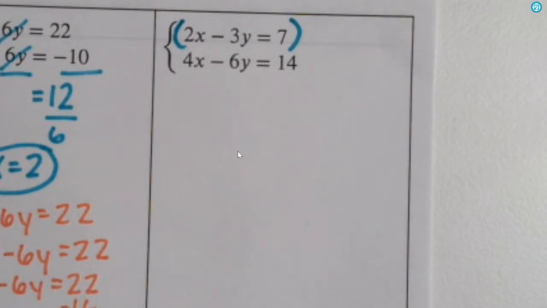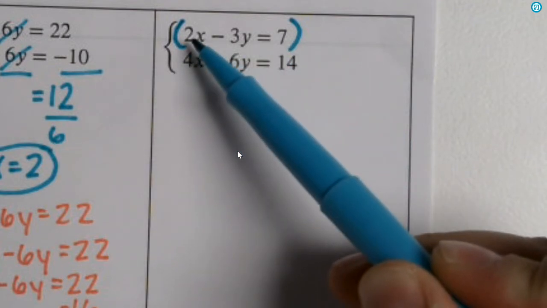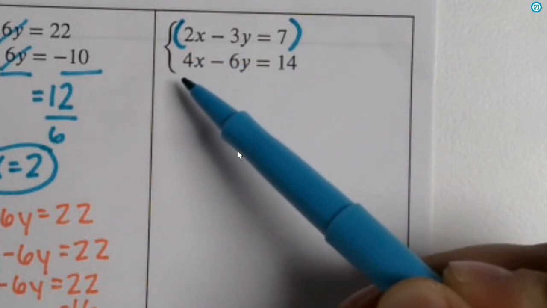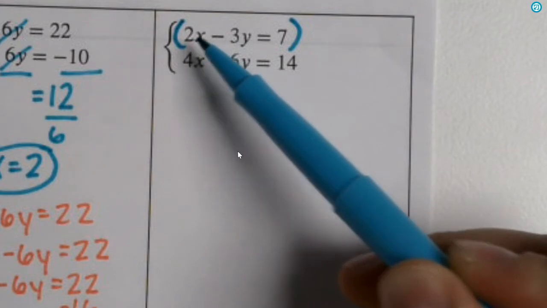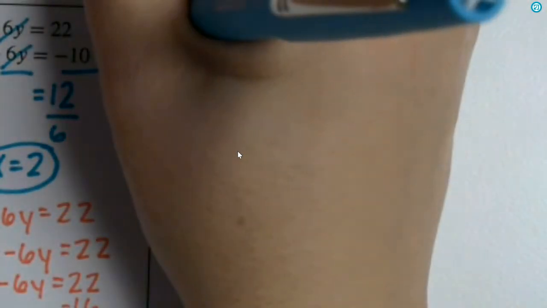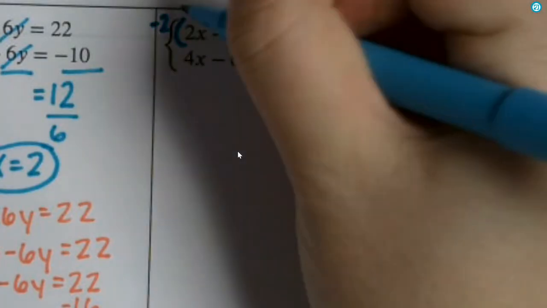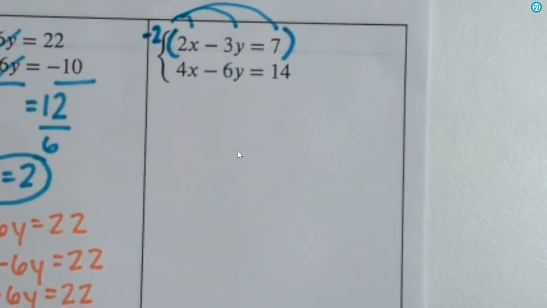Okay, so back to what we were working on. 2x minus 3y equals 7. We need to make this 2x be the opposite of this 4x. So we need to turn this 2x into a negative 4x. How we're going to do that is we're going to multiply our entire top equation by negative 2. So we multiply by negative 2 to everything in our top equation on both sides of the equal sign. And I'm just going to write it down below here.